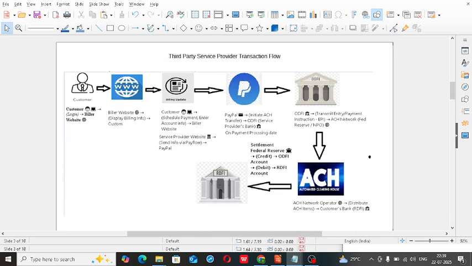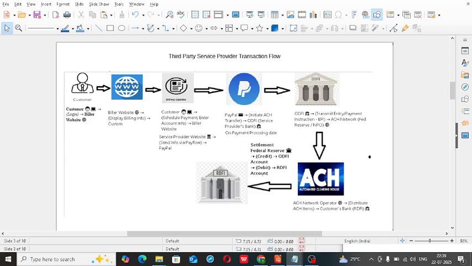Disclaimer: this document refers to various open source systems as well as the PayPal ACH payment guide. Now let's go through the flow. First, the customer, the consumer, logs in to the biller website, and the biller website displays the customer's billing information: their subscriber number, how much they need to pay, when the payment needs to start, the due date, how many days they subscribed for the particular feature, all the charges, and everything is shown on the biller website.